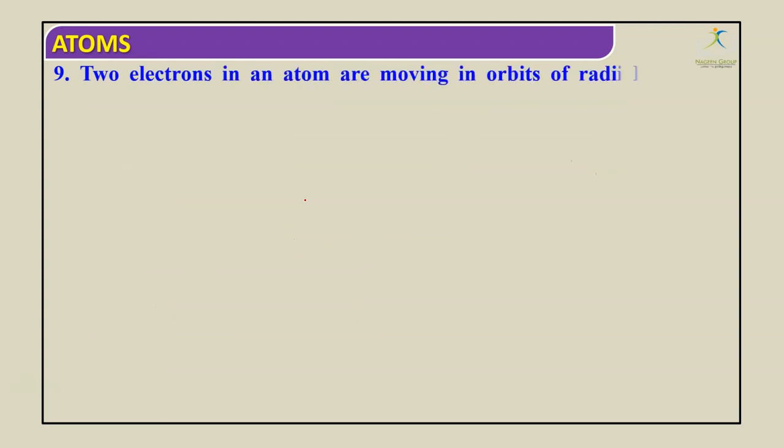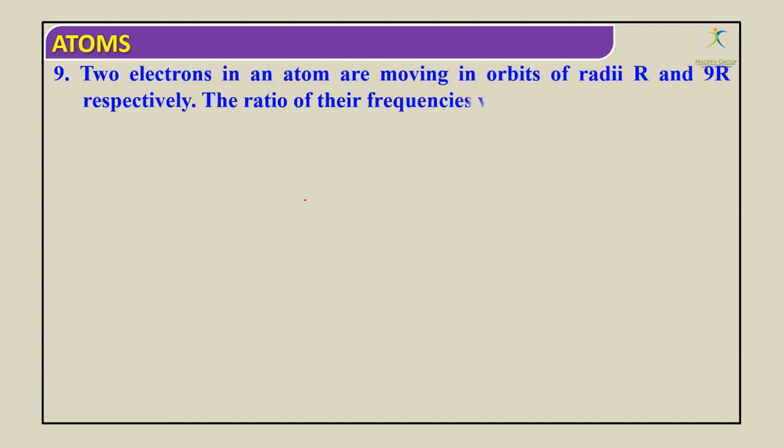Ninth question: two electrons in an atom are moving in orbits of radii r and 9r respectively. The ratio of their frequencies will be 1 ratio 8, 8 ratio 1, 1 ratio 27, 27 ratio 1.